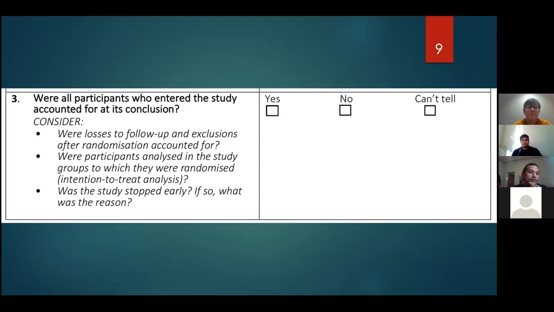Going to the second question, were participants analyzed in the study group to which they were randomized? I would go with a yes. And was the study stopped early? If so, what was the reason? No to this one. So overall, were all the participants who entered the study accounted for at its conclusion? I would say yes.